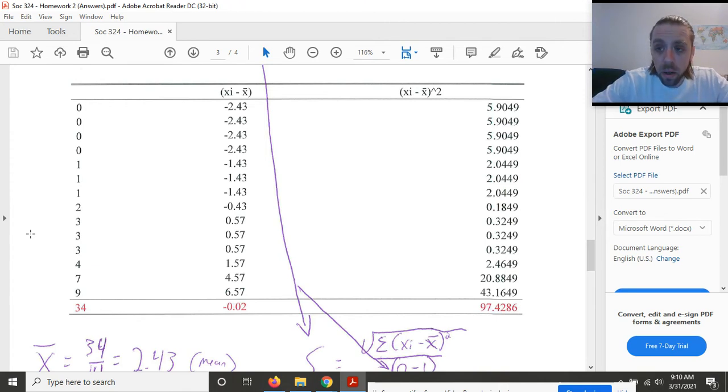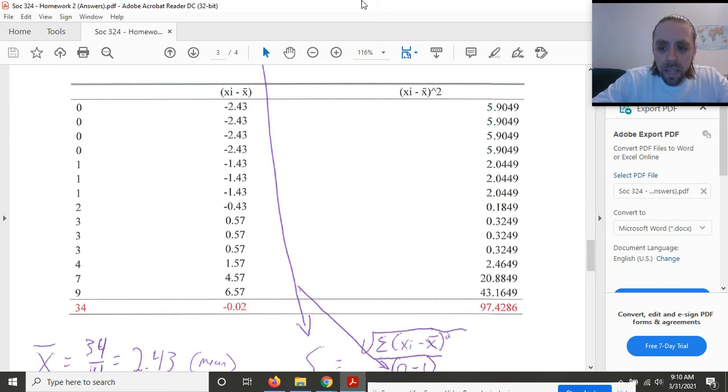That is what we call deviation from the mean. So xi minus x bar, that's each observation of x minus the mean of the sample. The mean of the sample is 2.43. So I subtracted 2.43 from xi and got the following that you see in this column. That sums up to negative 0.02, really close to 0.